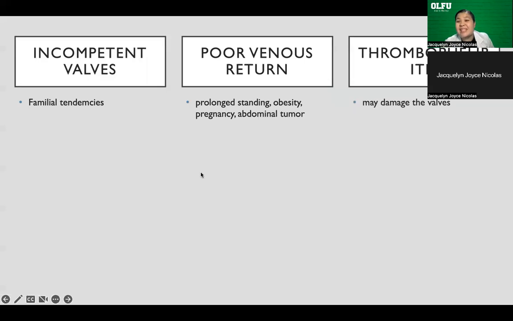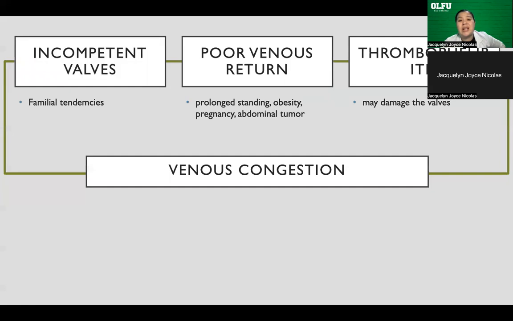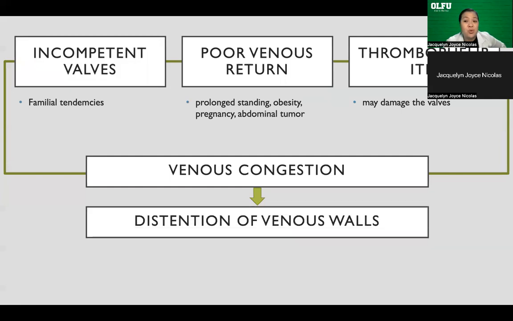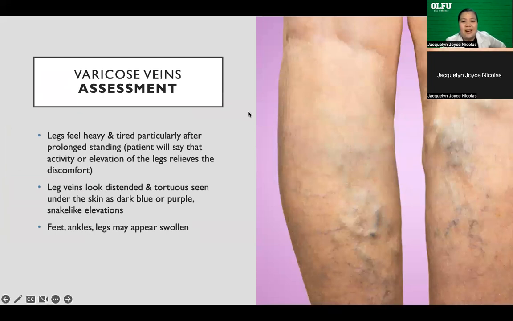Because thrombophlebitis, since this is inflammation, it can actually damage the valves. Now, it can lead to venous congestion, ipon yung mga blood. Then, it can lead to distension of the venous walls. Nagdi-distend na siya, nai-stretch na siya. Di ba? Kaya nagiging ganito na yung itsura niya. Yan. You can see that. There are visible veins. This is the great saphenous.